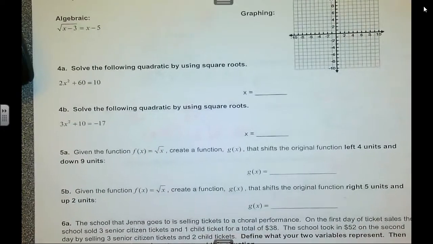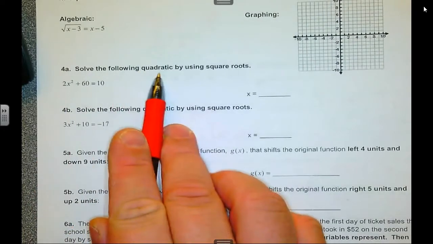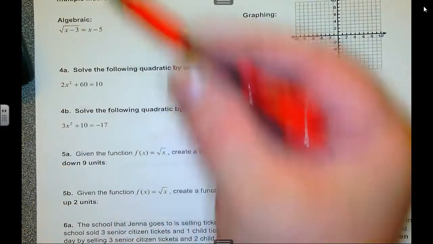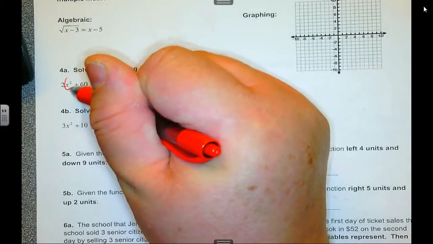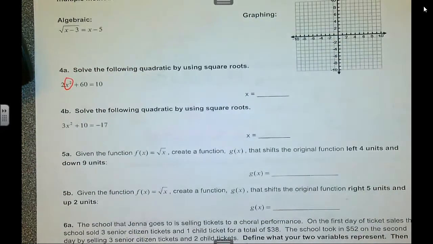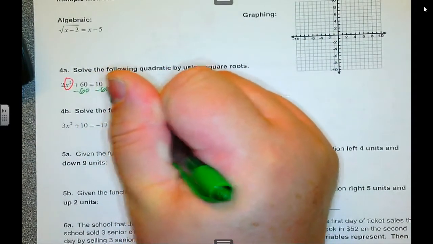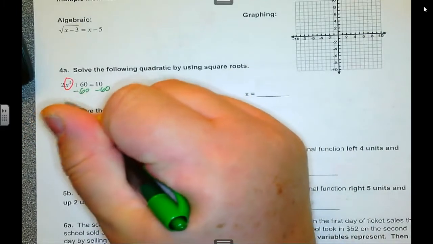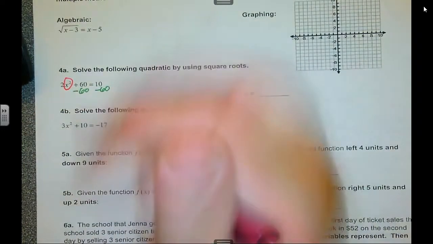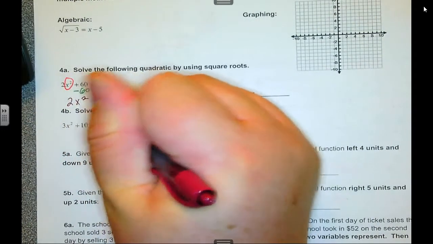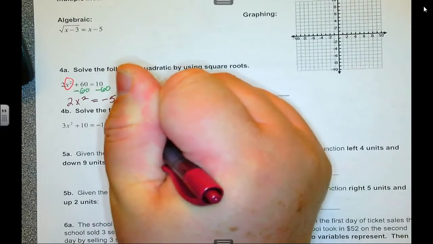4A. Solve by using square roots. I have to get the squared term by itself first. So I'm going to subtract 60. I get 2x squared equals negative 50.